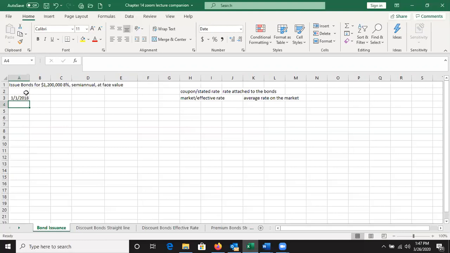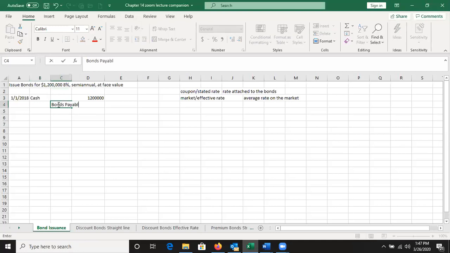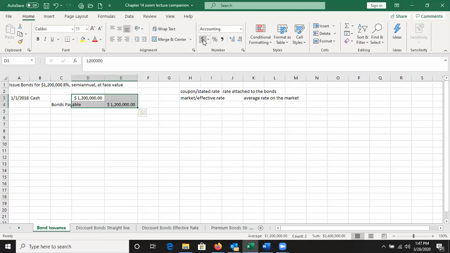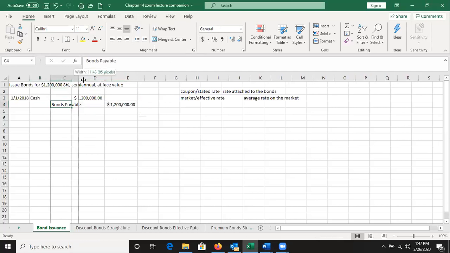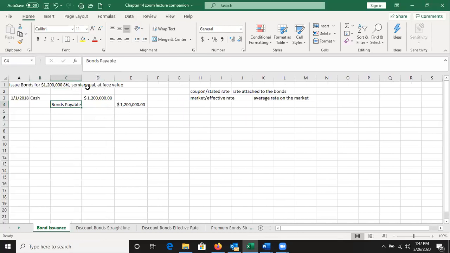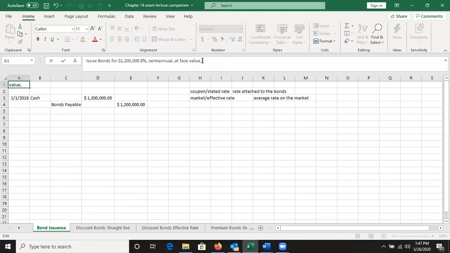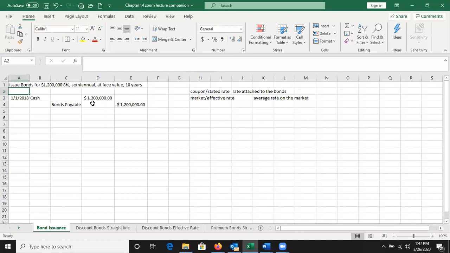And we're going to say, for this very first one, it's pretty simple. Since they're issued at face value, we debit cash 1,200,000, and we credit this long-term liability, bonds payable. Okay, so we are receiving $1,200,000 in cash, but we're saying we recognize we are liable to pay back this same amount of cash. Okay, I didn't put a time frame here. It doesn't matter right now. We'll say 10 years. So 10 years in the future, we will pay back this $1,200,000 value.